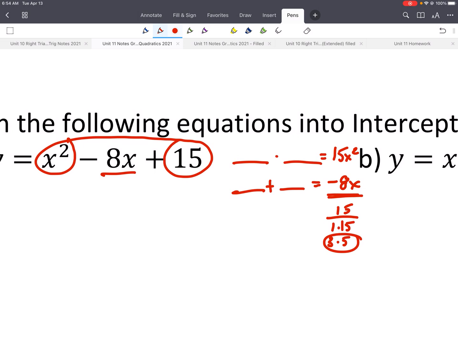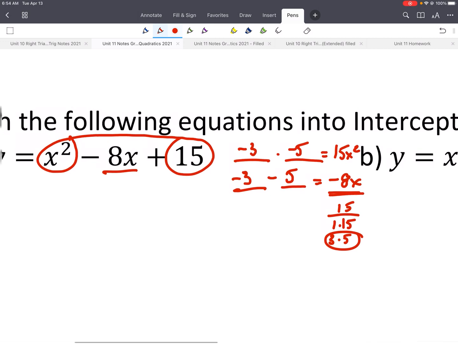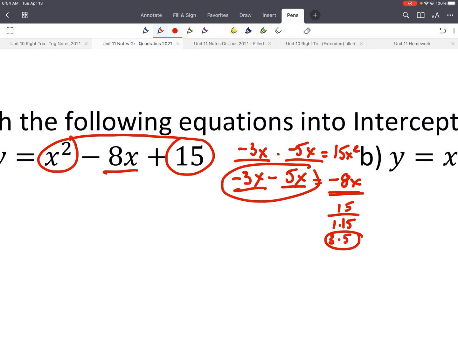So maybe I will erase this plus, and I'll do negative 3 minus 5, and negative 3 times negative 5. All right, so at that point we found those two things, and we're just going to substitute that in for what negative 8x is. So we'll do x squared minus 3x minus 5x, which is just the same as negative 8x, and plus 15.